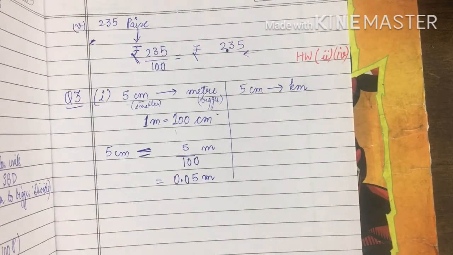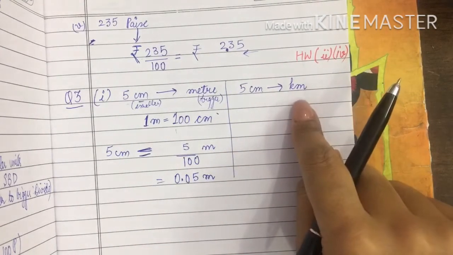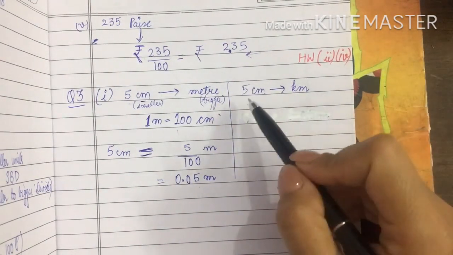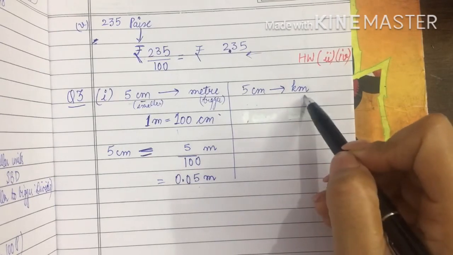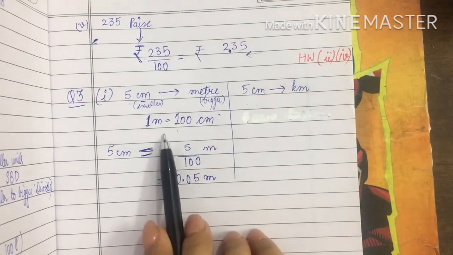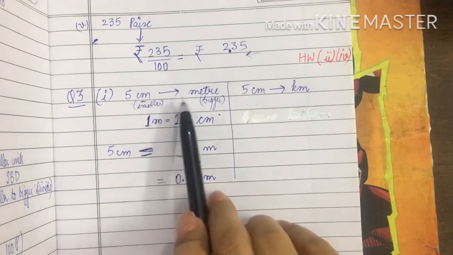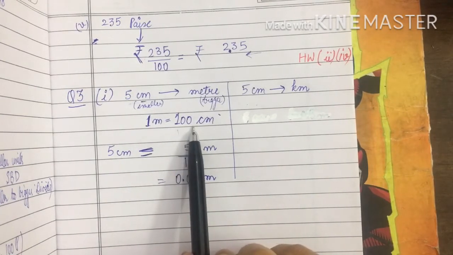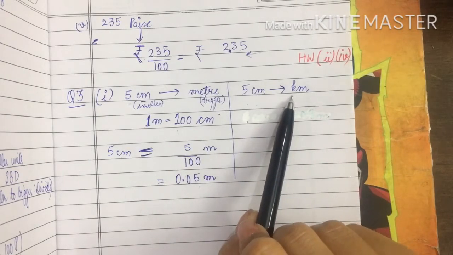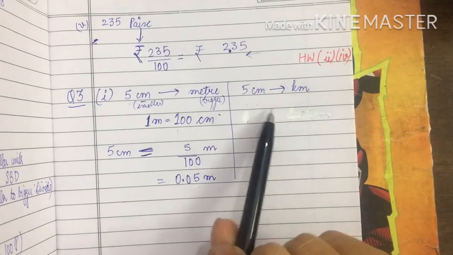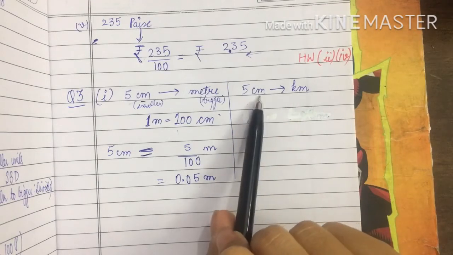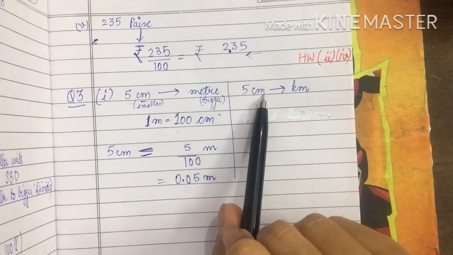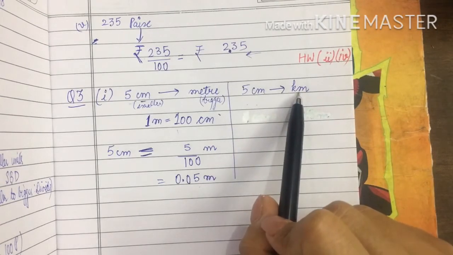Now I have to change 5 centimeters to kilometers. To do that, I need to know a relation between centimeters and kilometers, like I had over here. When I wanted to change centimeters to meters, I knew how they are related: 1 meter has 100 centimeters. I want to know how many centimeters there are in 1 kilometer. I want to know the relation between centimeters and kilometers.